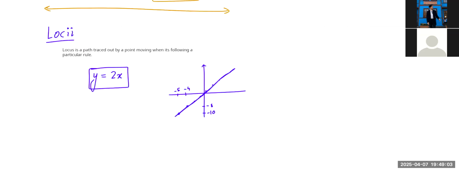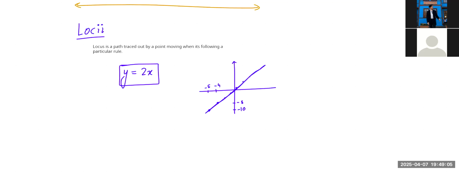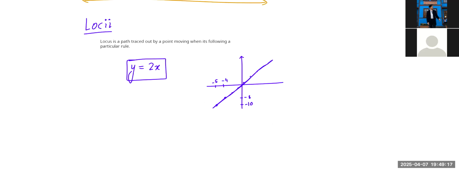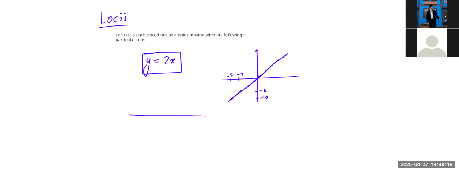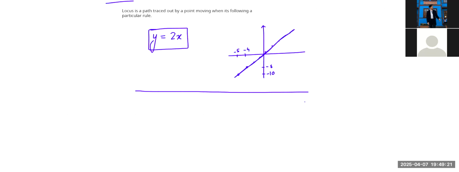So this line, the way you've been thinking about lines, you can think about them as a locus too. So now what do we do? The thing is, you could set up rules on the Argand diagram in order to make interesting shapes.